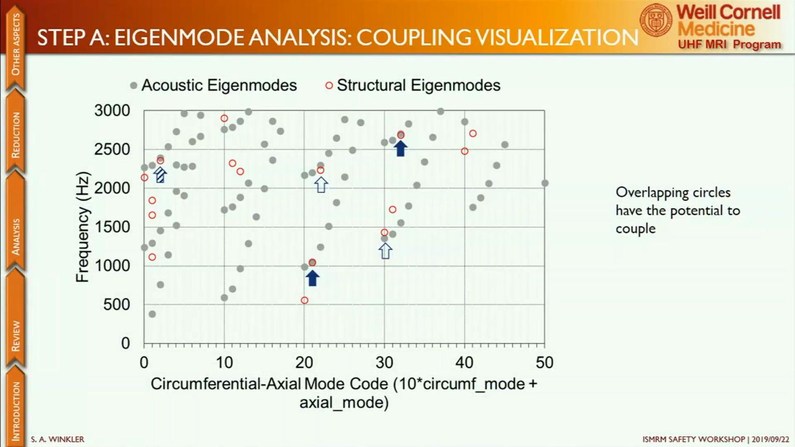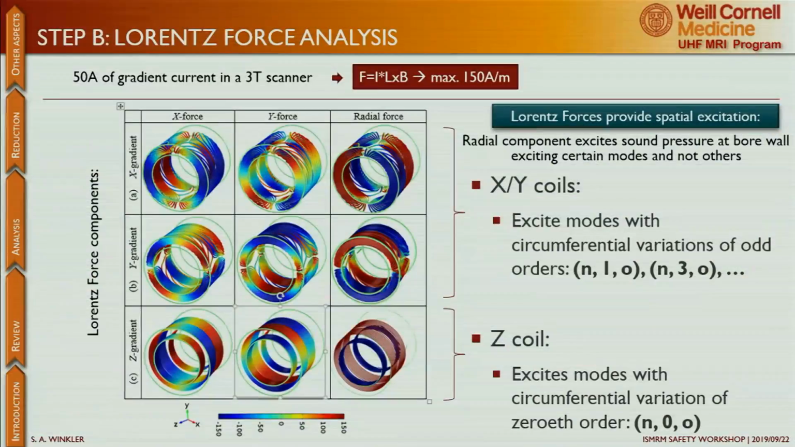And you can also visualize this a little better. So if you have the acoustic eigenmodes in gray and the structural eigenmodes in red, those that overlap have potential to couple. And these are important because they can get really loud, because energy is exchanged from the structural vibration to the acoustic sound pressure propagation and in return back and forth.